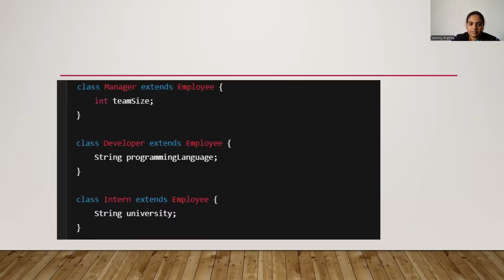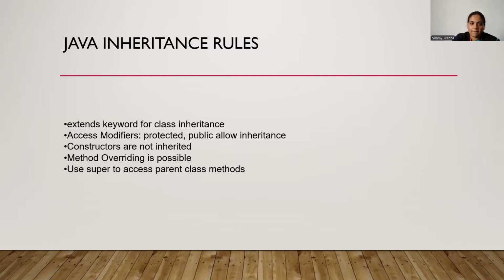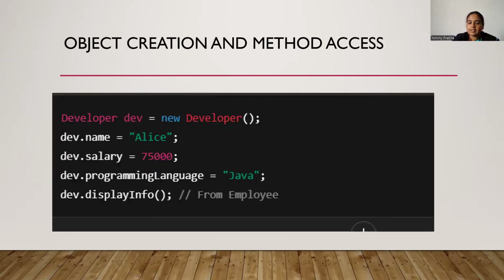In Developer, only the attribute programming language is declared, plus the attributes in the base class or superclass, that is Employee. With the help of this object, we input some details to the base class, the Employee class, and we display the object. This is how the Developer class inherited the properties, or attributes, from the base class Employee.